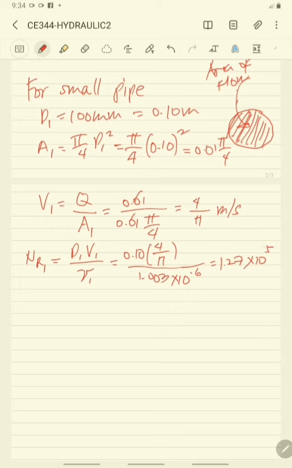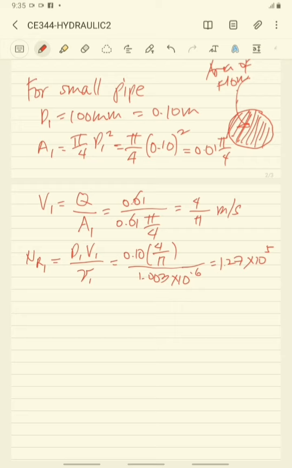So this is greater than 2000, so we can use the Colebrook-White equation in getting the friction factor. So this is greater than 2000. When you say 1.27 exponent to the 5, that is equal to 127,000, and that is greater than 2000. So the flow here is turbulent.